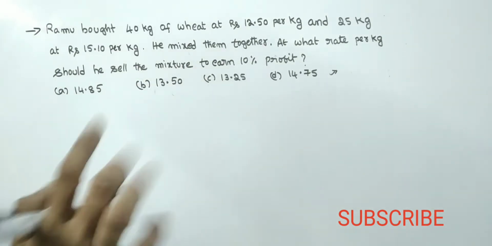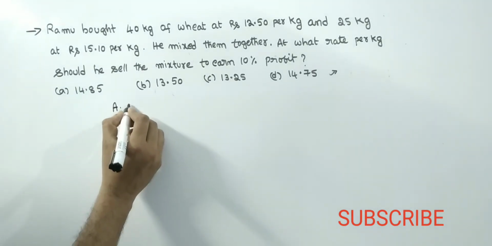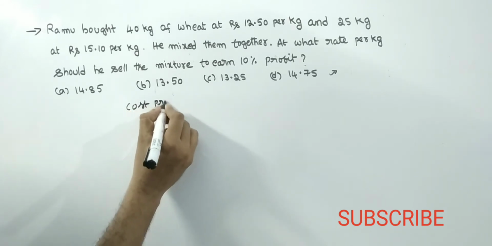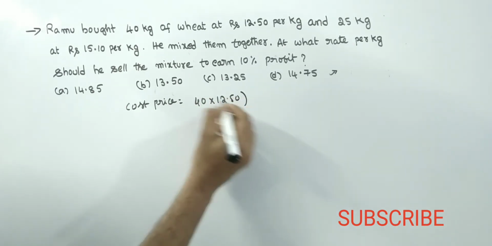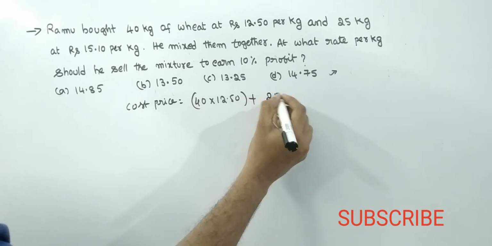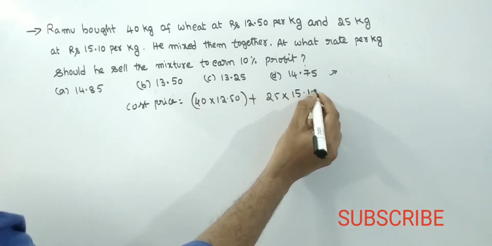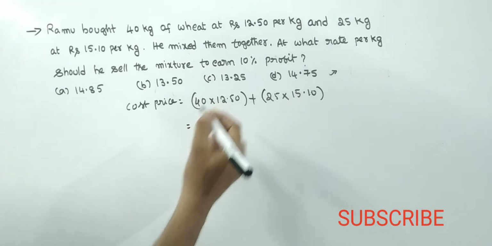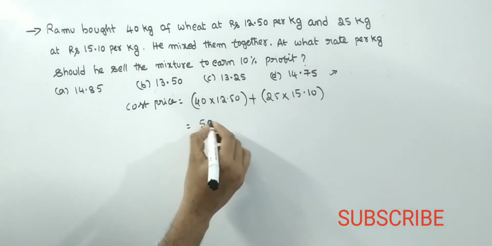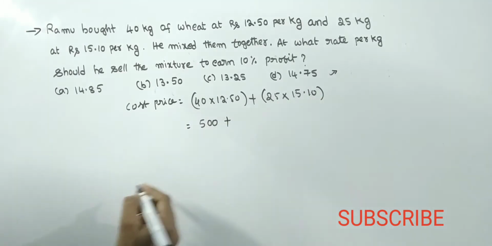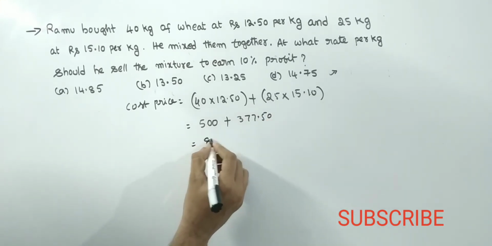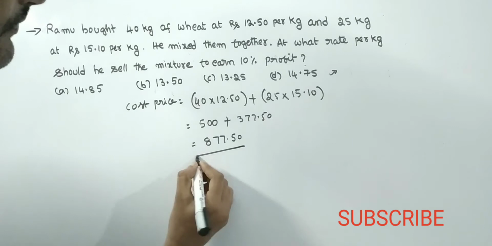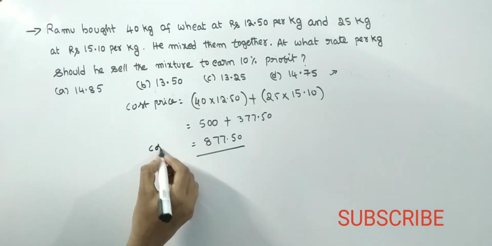See friends, first we will calculate the actual cost price. Cost price is 40 kgs into 12.5 plus 25 kgs into 15.10. See friends, 40 kgs into 12.5, how much? 500. Plus 25 into 15.10, how much? 377.5 rupees. Then total cost is 877.5. See friends, this is the actual cost price.